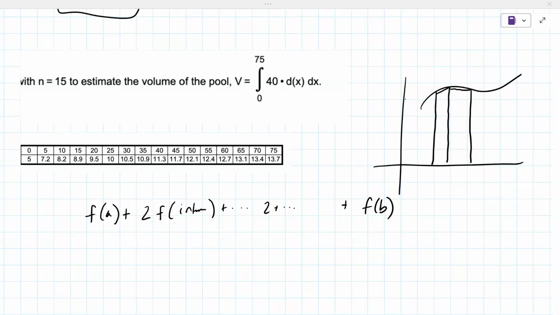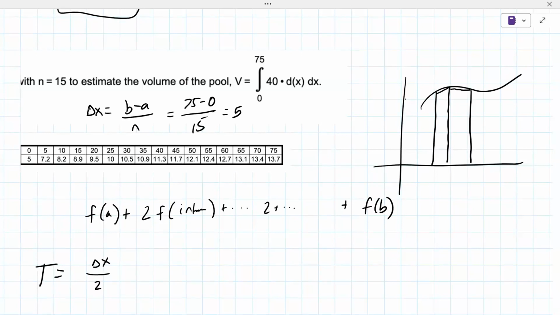Okay, so there's a bit more to doing this. The first thing is you do have to calculate this delta x, which is b minus a over n: 75 minus 0 over 15, which ends up being 5. And then the trapezoid rule is this delta x over 2. So that's going to be this 5, and then it's always over 2 times.